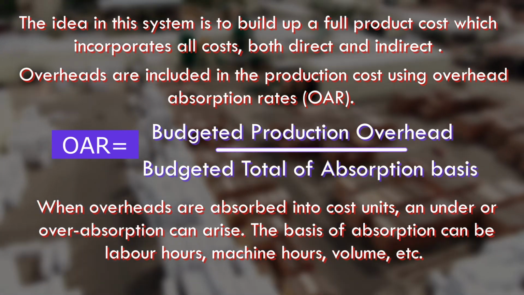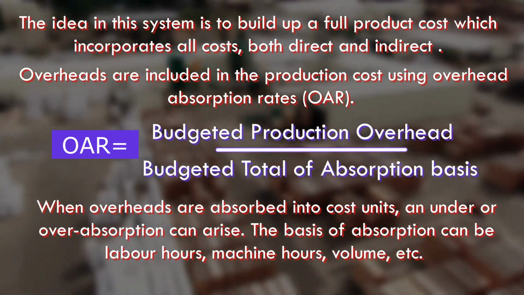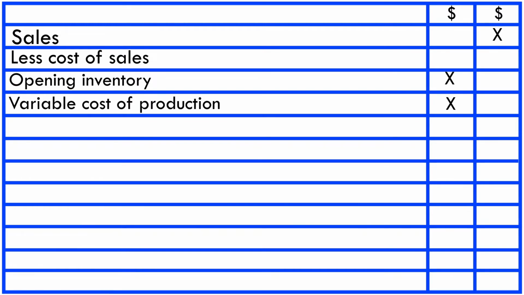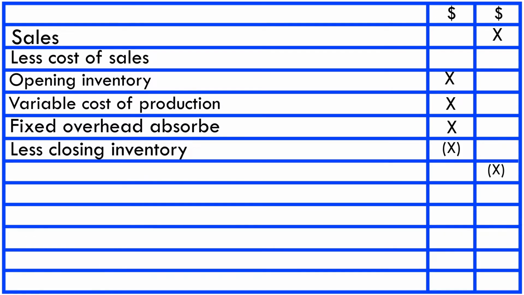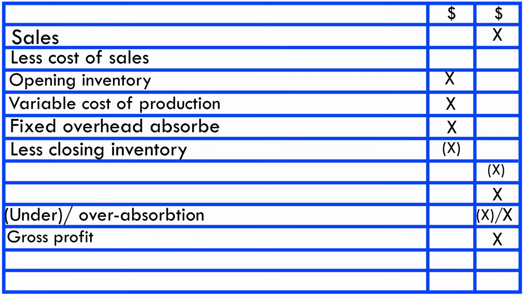So how does the absorption costing income statement look like? As you can see, we start with the sales less cost of sales, which is opening inventory plus variable cost of production plus fixed overhead absorbed less closing inventory. From here, we now adjust it for under or over absorption. So as you can see, under absorption is deducted, over absorption added. Now this will give us gross profit. If we deduct non-production costs, we end up with profit or loss.